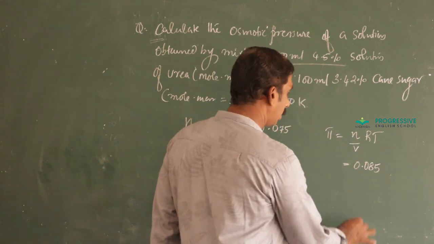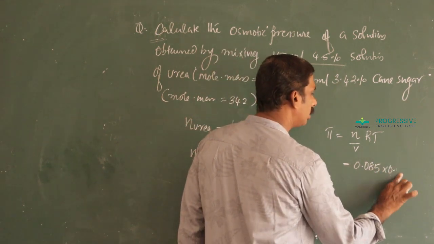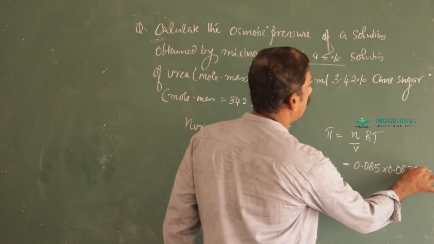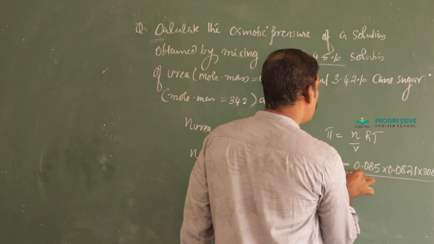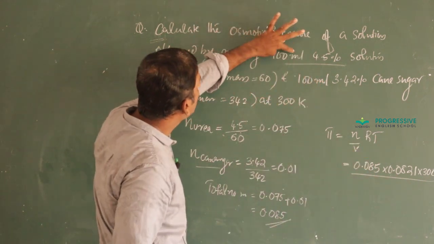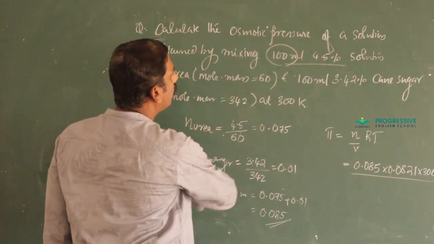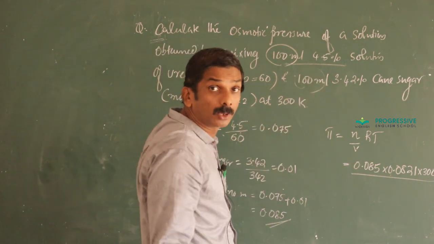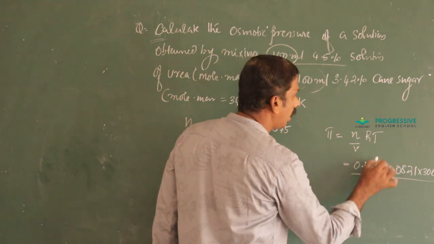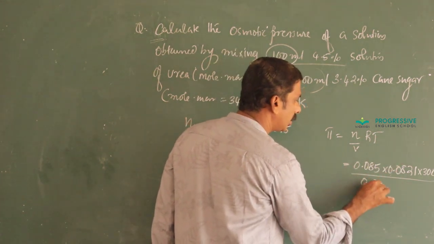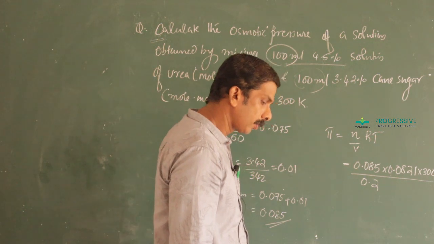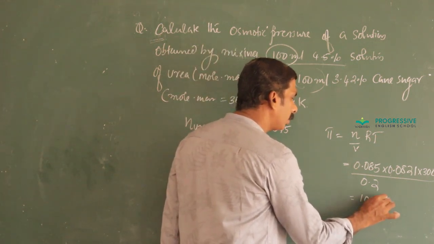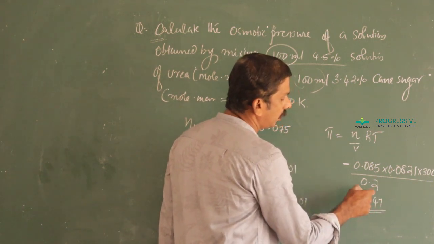R you can take it as 0.0821. Temperature 300. Volume is total volume, 100 ml of urea plus 100 ml of cane sugar. Therefore, total volume means 200 ml. Converting to liter, it becomes 0.2. Then the osmotic pressure is 10.47 liter atmosphere.